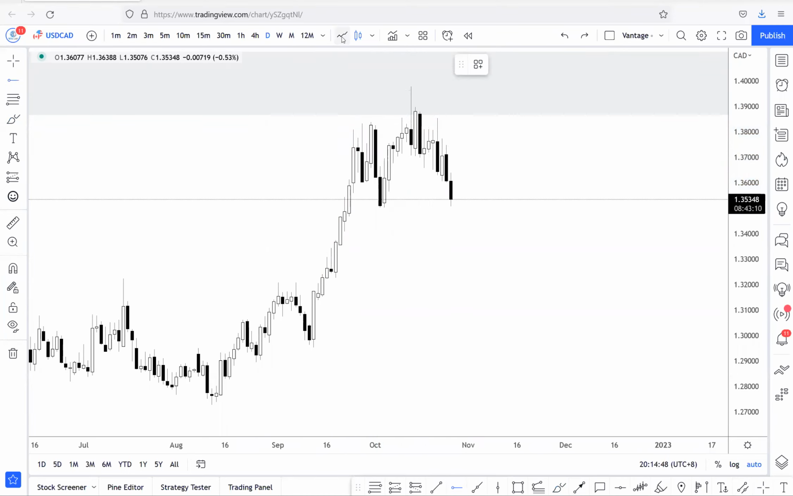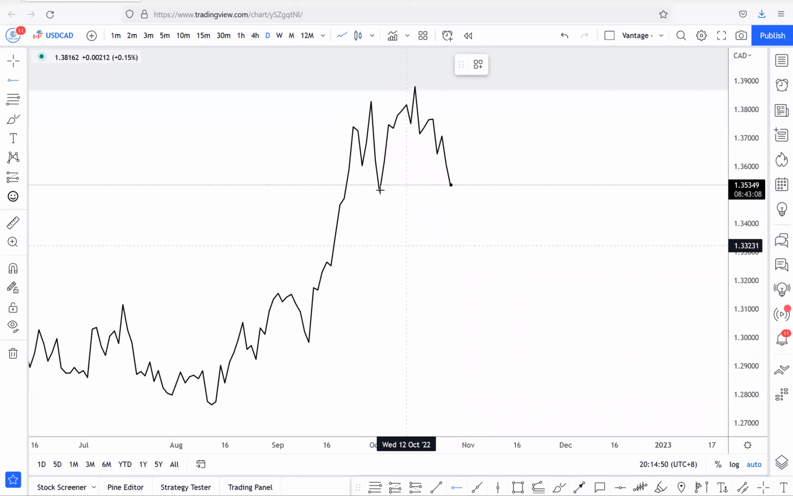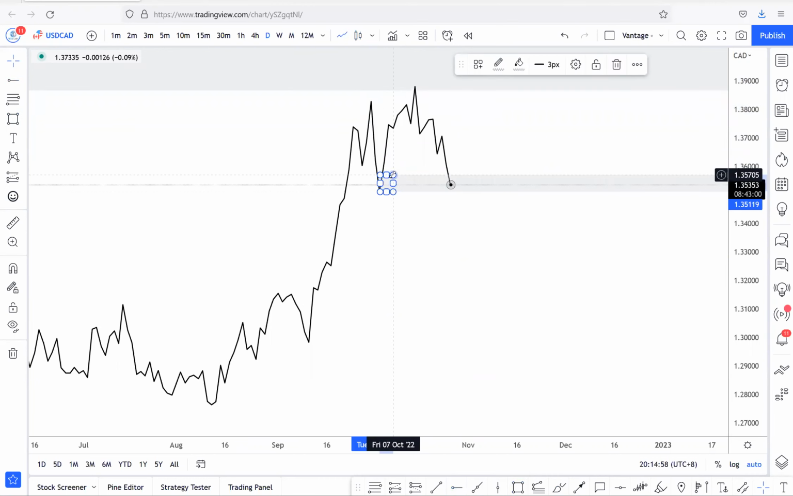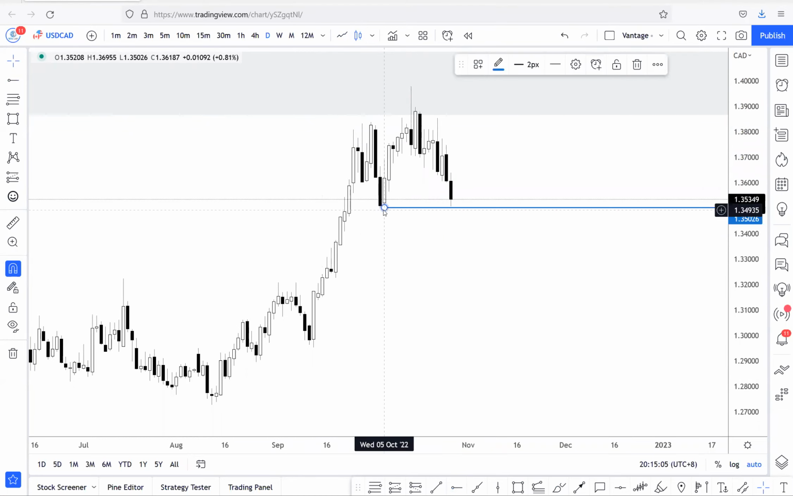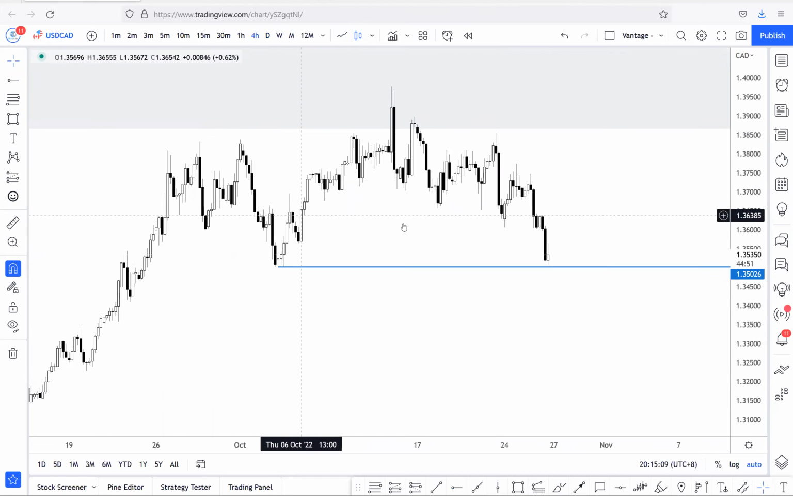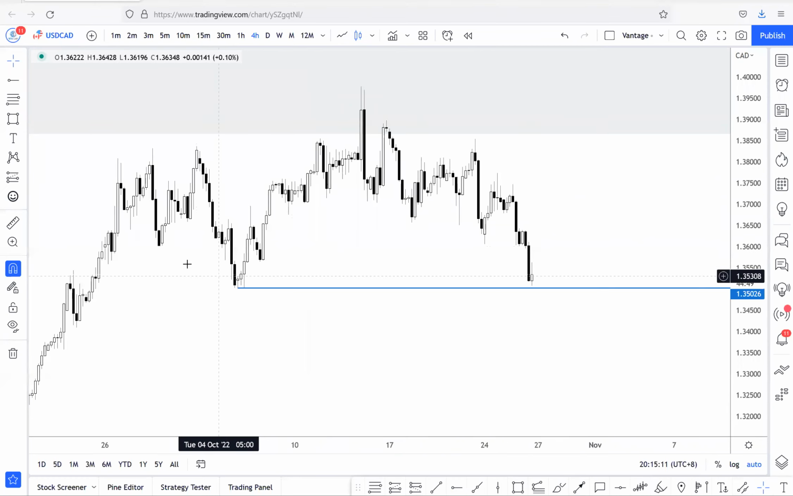So you can look at it in line chart as well. You can see this region, right? There is a very clear area here where essentially we saw this push down and a rejection of this area here. So this would be the daily structure. So I'll just highlight this as a daily low here, right? And let's go down to the smaller time frame. So on the 4 hours picture, you can see that this is currently the structure.